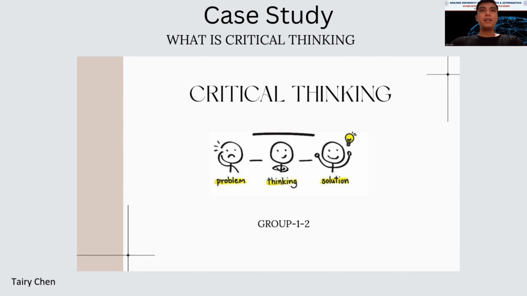Thank you, Ayman. We'll break down exactly what critical thinking is. At its core, it's a disciplined process that moves logically from identifying a problem through rigorous thinking and analysis to arrive at a well-reasoned solution. Let's begin by defining this powerful framework.